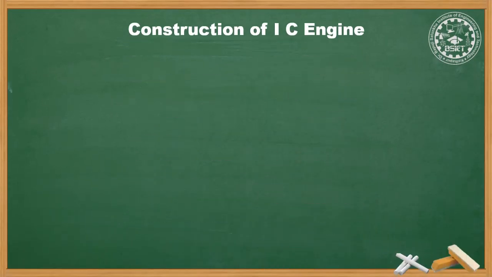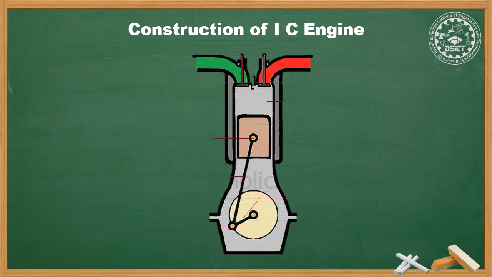Let us see now the construction of an IC engine or the components of an IC engine. The IC engine basically consists of two parts: the stationary parts and the moving parts. The stationary parts are the ones which are fixed or attached to the engine head or to the vehicle assembly, and the moving parts are the ones which move inside the engine to produce the power. The below figure shows the constructional features of an IC engine. Following parts will be named one by one.